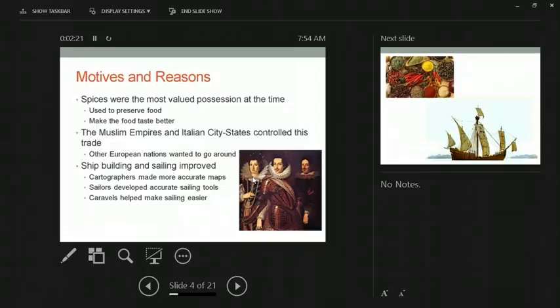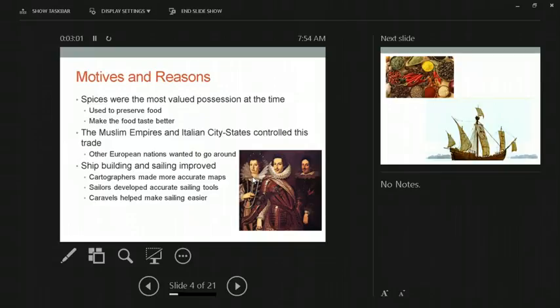So here we go. There are a couple different motives and reasons behind why the European countries decided to go into this age of exploration. First of all, spices. And today we don't really think of spices as this cool thing. You go to the grocery store, there's this whole aisle, and you see all these cool spices. But back then, people didn't have all these spices, and their food sucked. You didn't have pepper, you didn't have salt, you didn't have paprika, all those cool spices. And the people who did were super rich because spices were pretty expensive at this time. And they also helped preserve food.